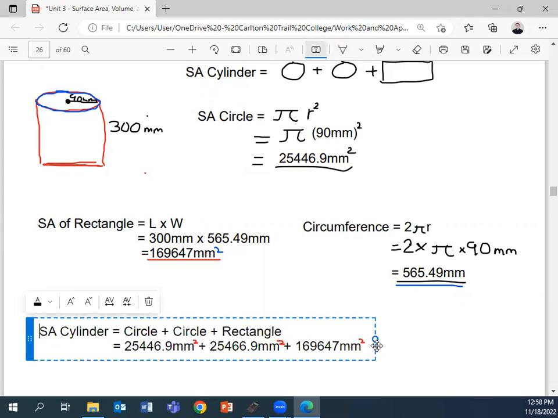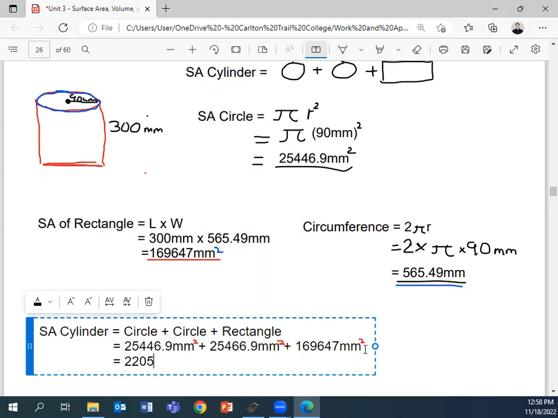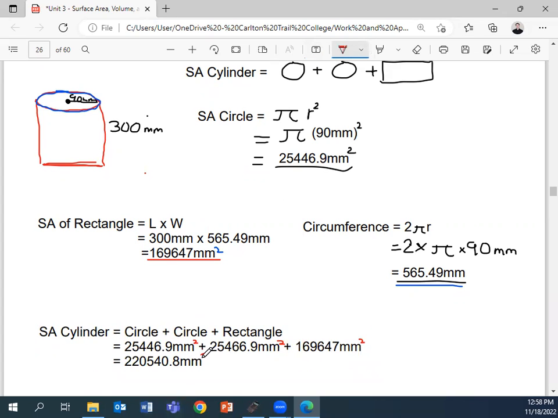And that whole thing equals 220,540.8 millimeters squared. Okay, that is the surface area. Did I add 2 circles here? I did. Oh, yes, a common mistake though, right? That's why it's really helpful to write out the formula like this. It's just cylinder is equal to circle plus rectangle.